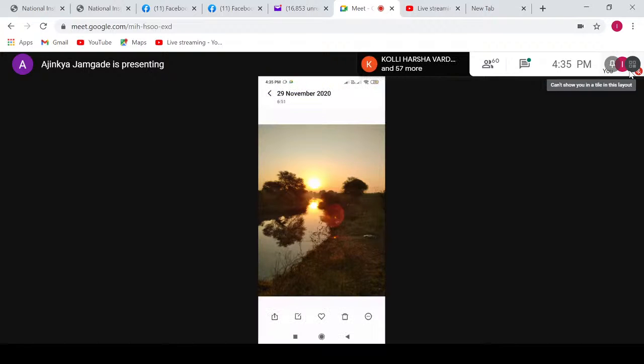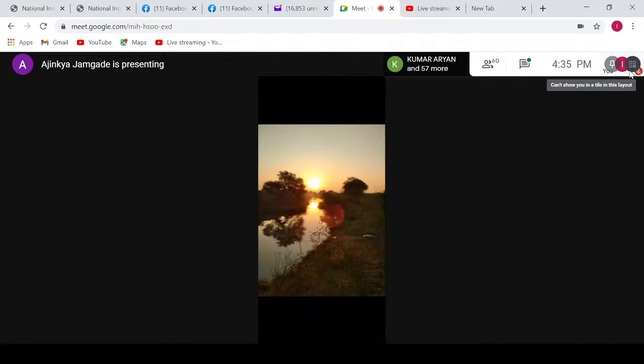Someone asked how this bubble effect came. It's not a bubble effect, it's basically a lens flare. So when any light hits the lens directly from the opposite side, you get this sort of a flare. It's called lens flare. I'll just type it in the comments, in the chat.